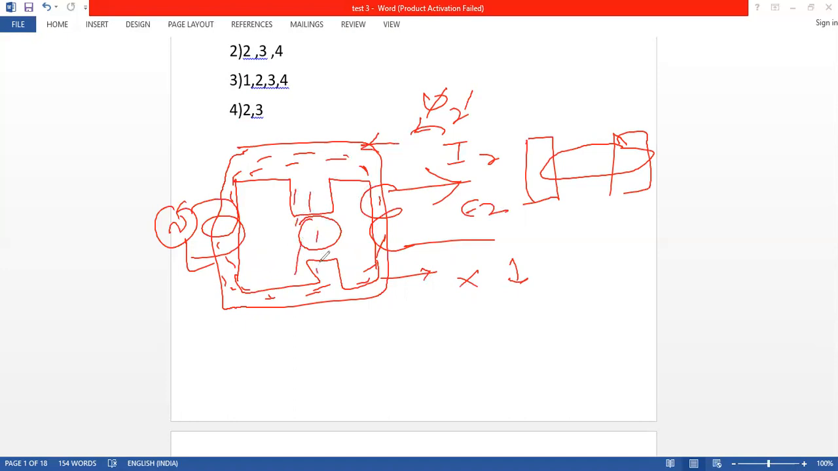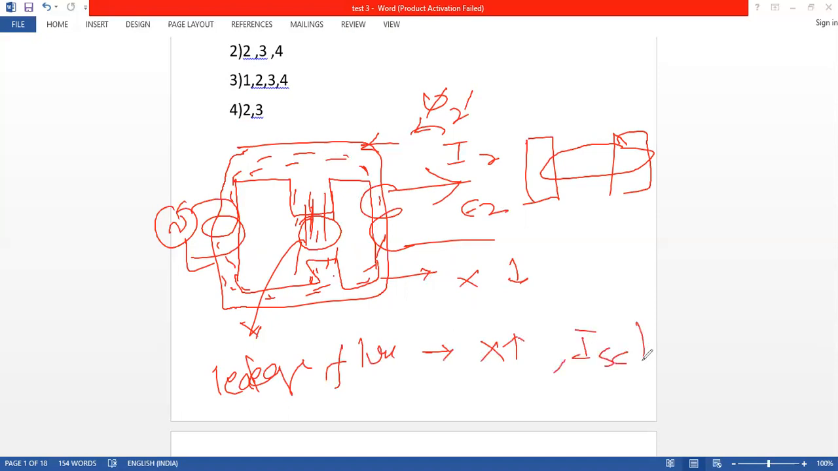So now they pass through this path. So there is a leakage flux. You can say this acts as a leakage flux. So what will happen? X increases, I short circuit current decreases.